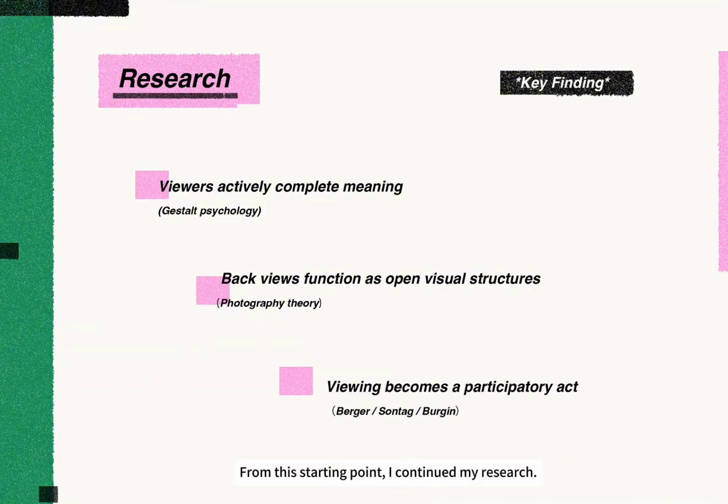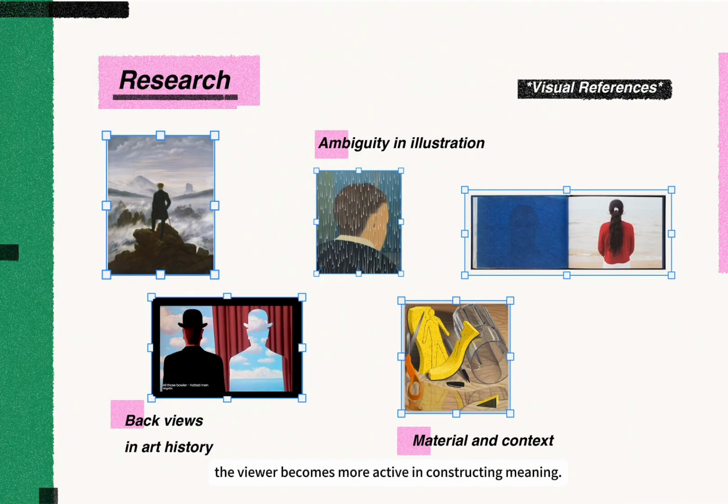From this starting point, I continued my research. In Gestalt psychology, incomplete visual information often leads people to complete the whole image. In photography theory, images with missing information are often seen as open, where meaning is not fixed or given directly. As Berger, Sontag, and Bergin suggest, when a figure does not look back, a viewer becomes more active in constructing meaning.